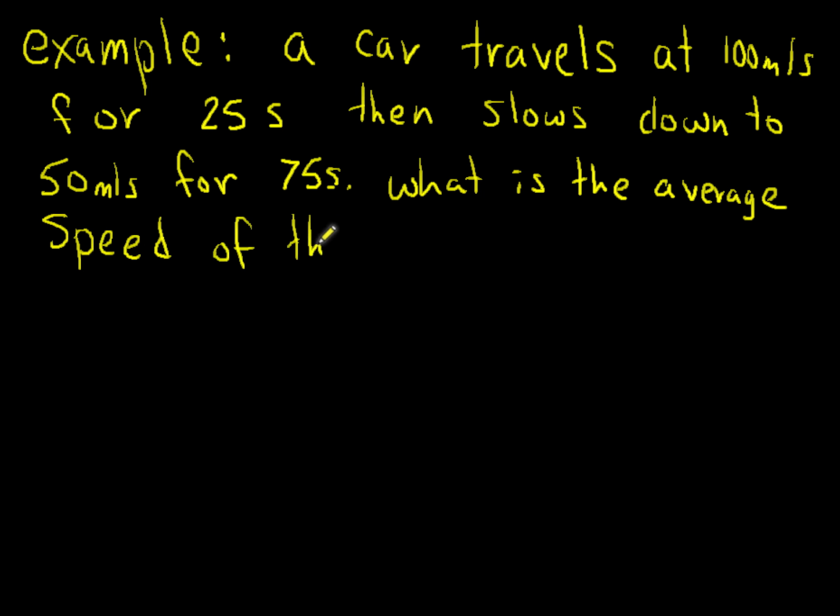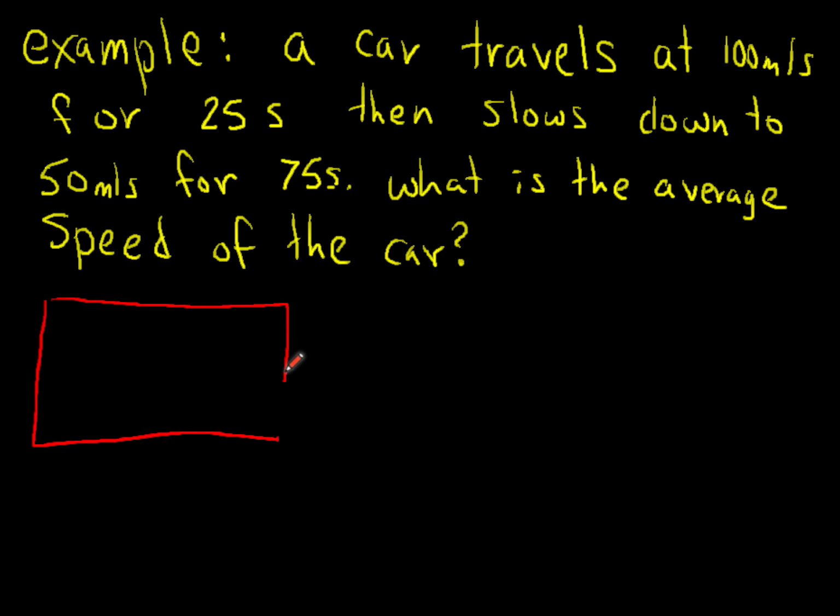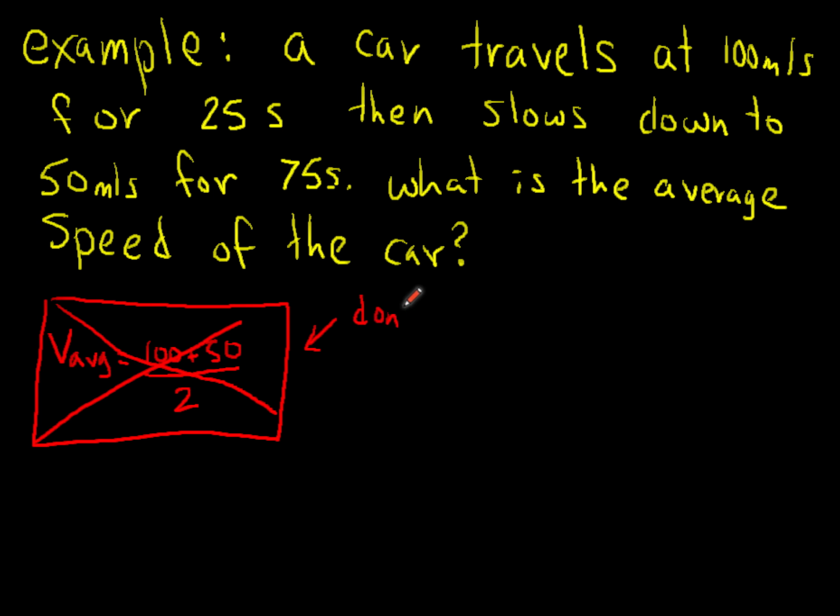Well, the first thing you're going to want to do, and it's the first thing most students do, is calculate V average equals 100 plus 50 divided by 2, because that's how you've always calculated average. But this isn't going to work. Don't do this. This would work if they're traveling for the same amount of time at the two speeds, but they're not.